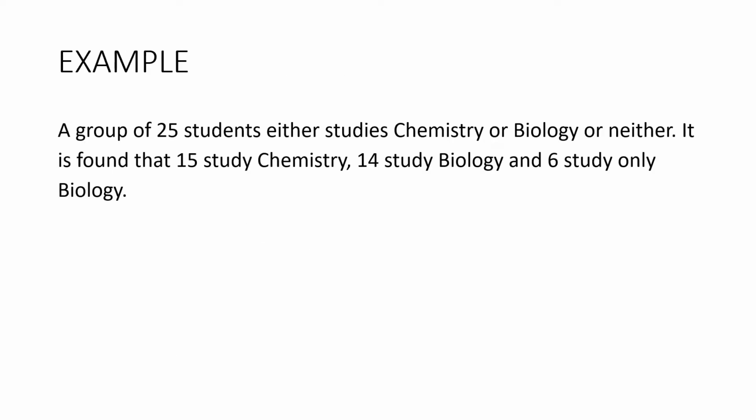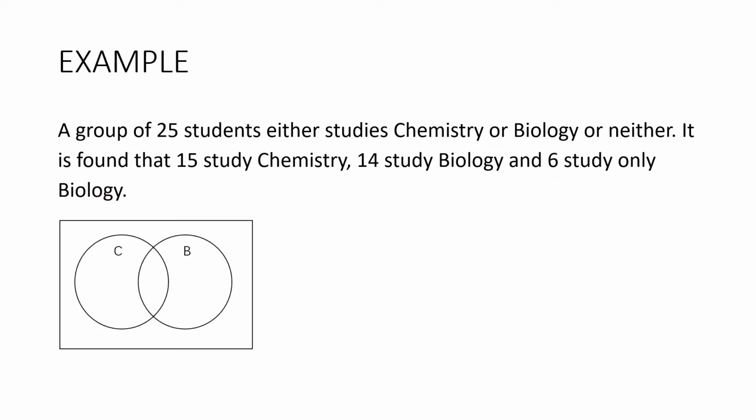Here's an example. A group of 25 students either studies chemistry or biology or neither. It is found that 15 study chemistry, 14 study biology, and 6 study only biology. Now, this question is subtly different than the ones we did in the last video. We're going to do it a different way. We're not just going to add these numbers up and find out how much bigger the total is than the number of students we have. Have a look at this here. 6 study only biology. We're going to start there.